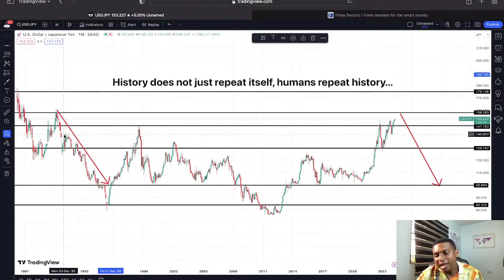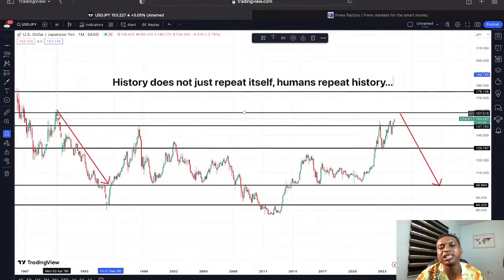Just like you and I are looking at this level as the expected level where price would reverse, so many other institutions and investors are also looking at that same level. And there is a higher probability that markets would react in the same behavioral pattern as in 1990.